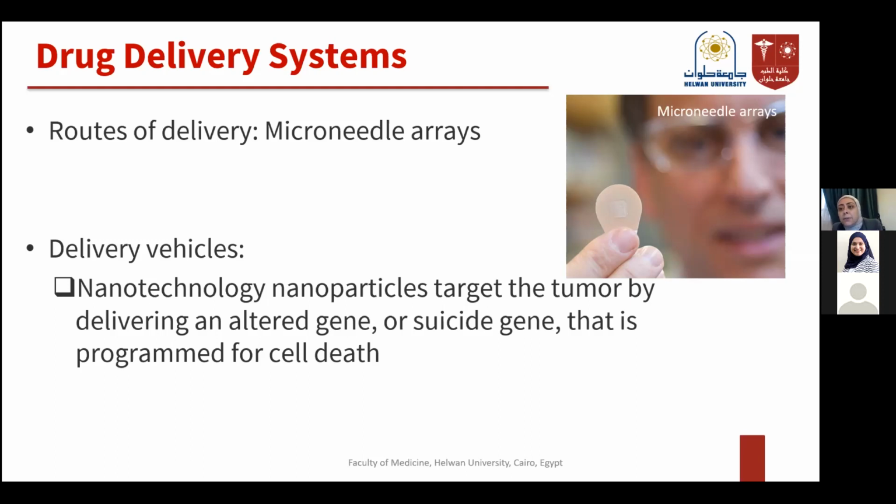It does not need refrigeration. It does not need a doctor or even a nurse to deliver the vaccine. So this delivery system is perfect for low socioeconomic countries and areas where there is low health care. So the vaccines can be delivered in this way with no need for doctors, with no need for refrigeration, okay? This is about the route of delivery. What about the vehicle of the delivery? What is the vehicle that will carry the drug to its destination?